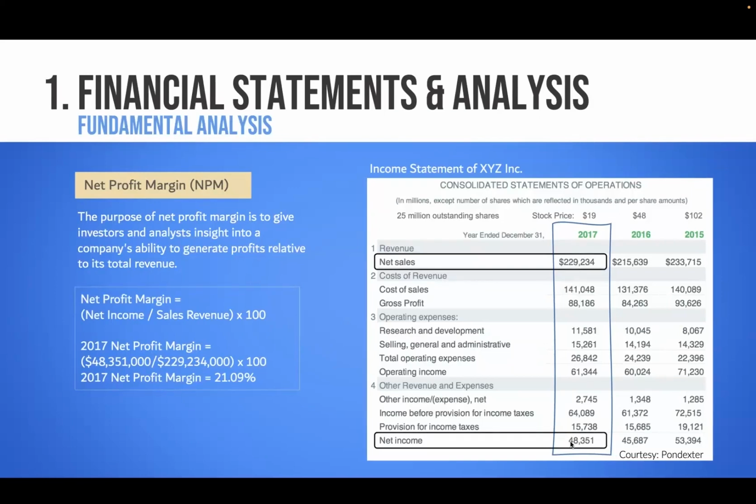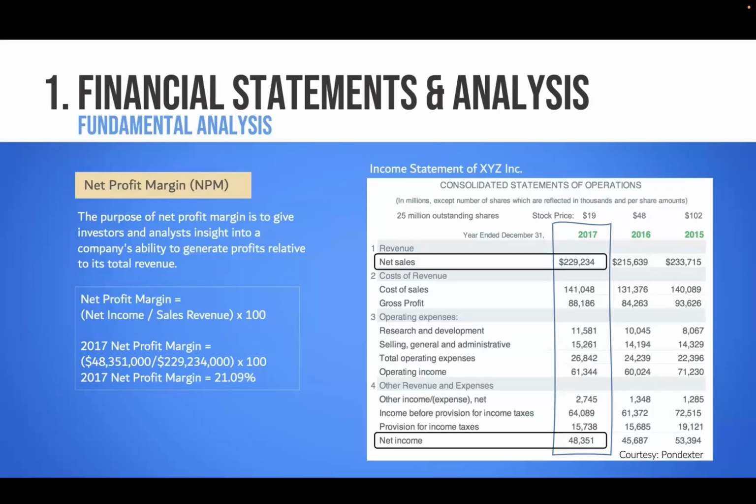This is what the owners paid. After paying taxes and everything, this is what they got, what they had in their accounts, right? And that comes out to 21%. So 48 million is 21% of 220. Basically, the company made 21% profit in 2017.